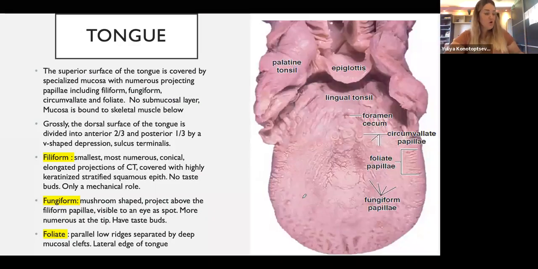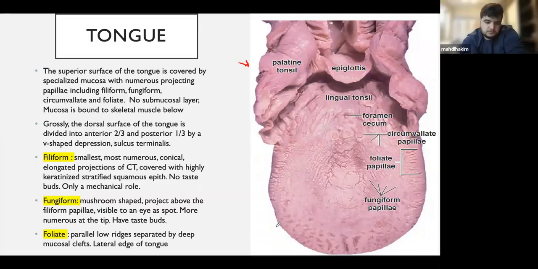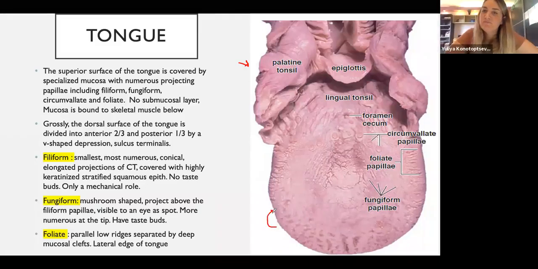Okay, let's take a look at the tongue. So this is the anatomical view of it. How do we call this surface of the tongue? Dorsal. The one which is under it is ventral. Okay, and the one under it, the ventral, is lined by the lining mucosa, while the dorsal one is lined by the specialized mucosa, right? Specialized mucosa also has papilla.